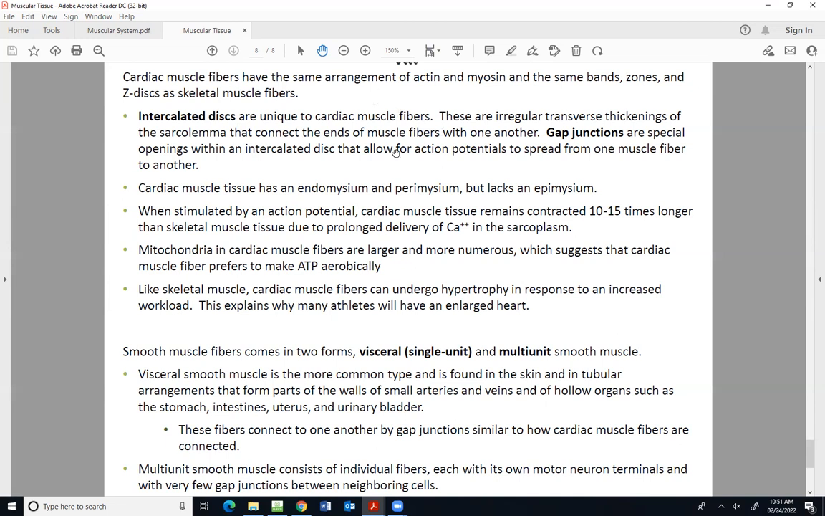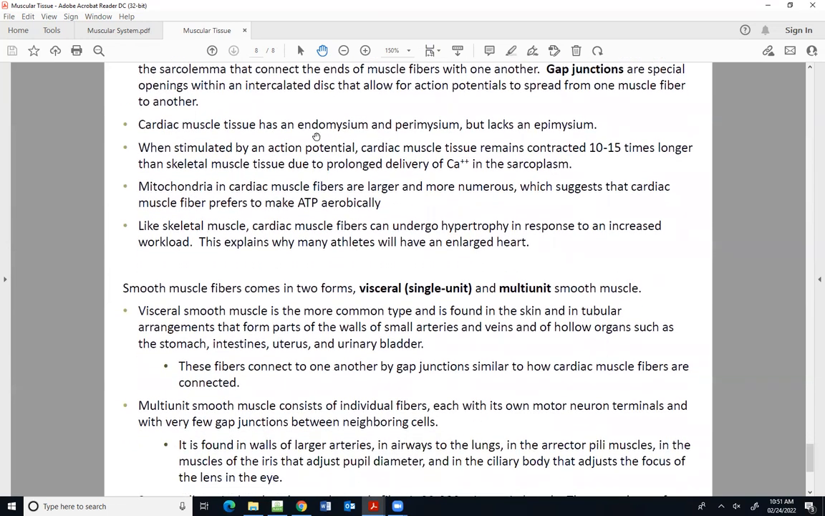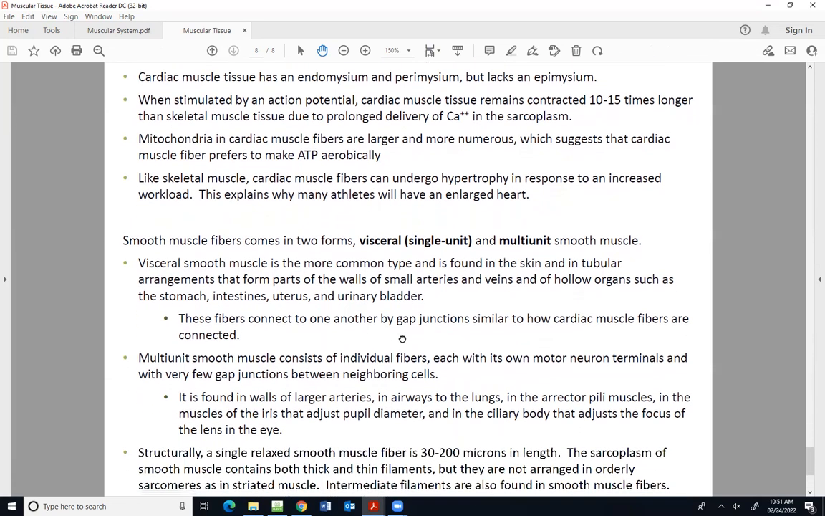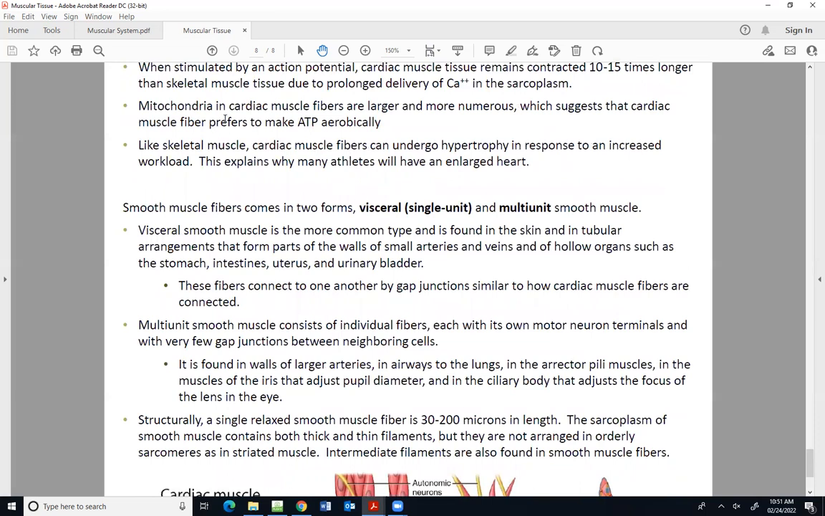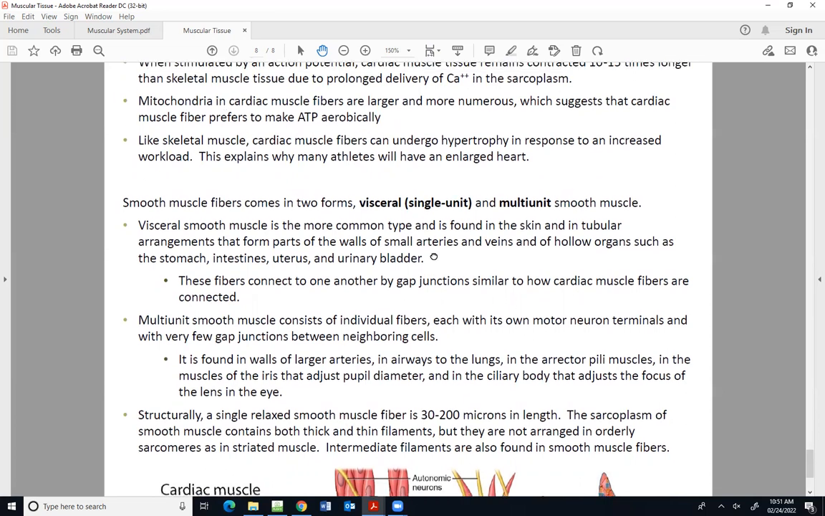As far as the three connective tissues that we talked about last time, cardiac muscle tissue has two of them, endomysium and perimysium, but there is no epimysium. When stimulated by an action potential, cardiac muscle tissue remains contracted about 10 to 15 times longer than what we see in skeletal muscle tissue, due to a longer delivery of calcium in the sarcoplasm. Mitochondria in cardiac muscle fibers are more numerous and are larger, suggesting that cardiac muscle fibers make their ATP aerobically, which means with oxygen.